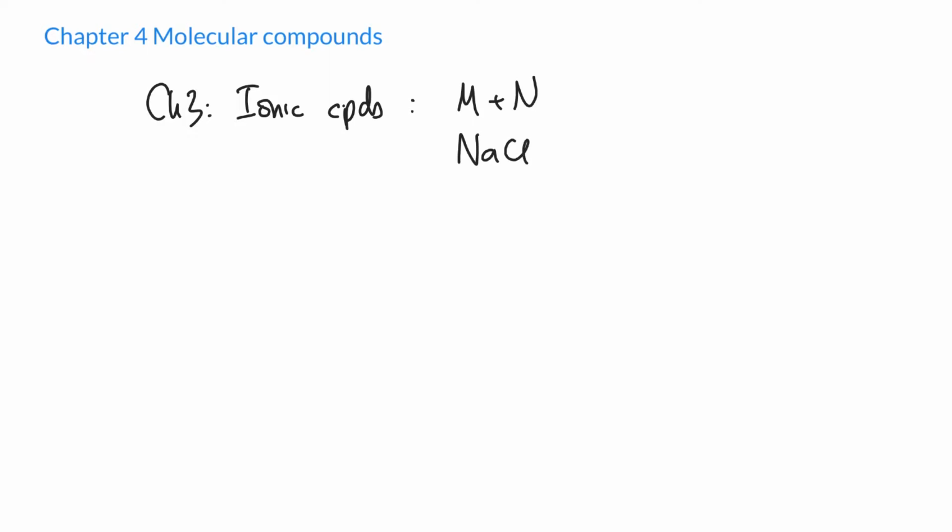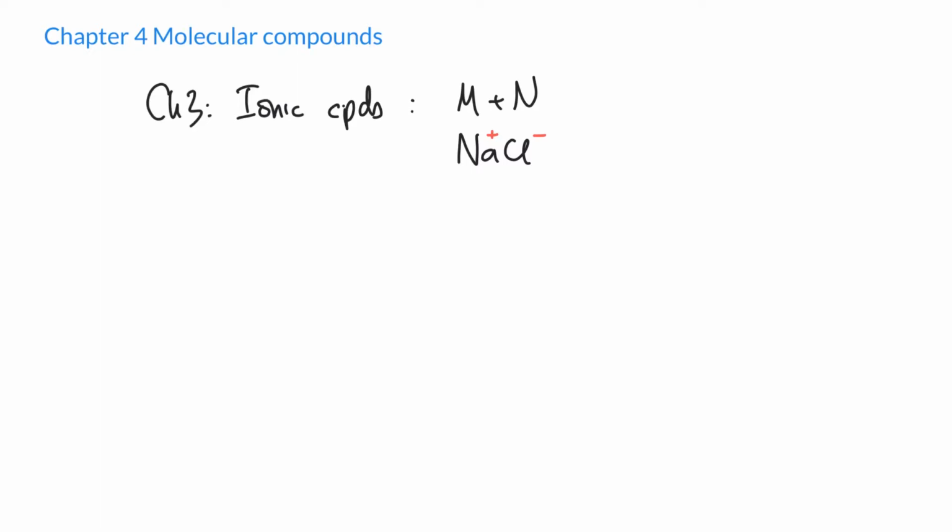And just as a reminder, in chapter 3, we dealt with ionic compounds. And ionic compounds are when you have things typically like a metal and a non-metal coming together. So something like sodium and chlorine, sodium chloride. We know that the sodium loses an electron and makes a positive one cation, and the chlorine gains an electron and makes a negative one anion.